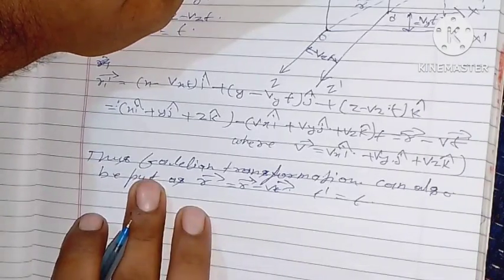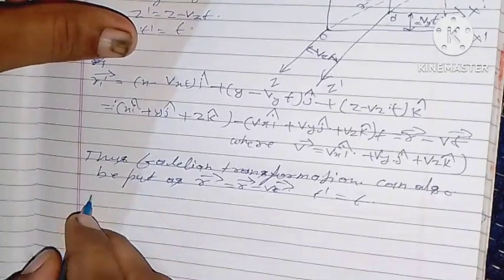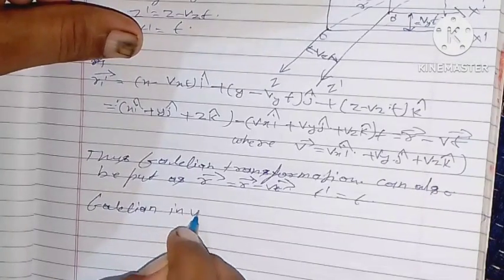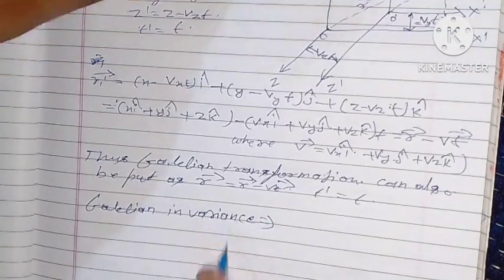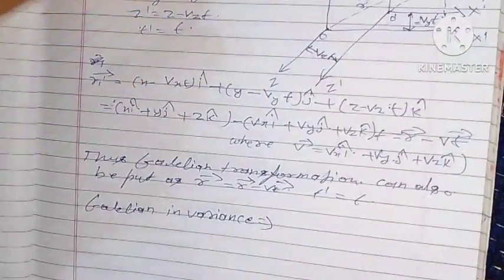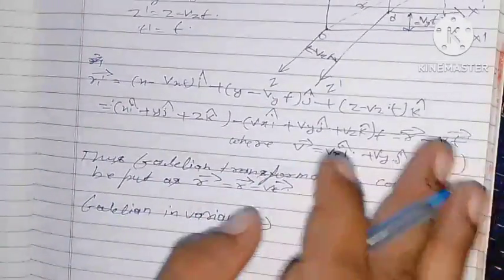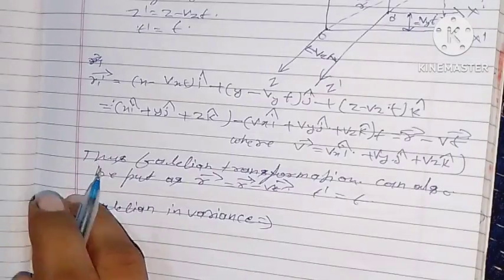Galilean invariance. It states that the basic laws of mechanics do not change under Galilean transformation.